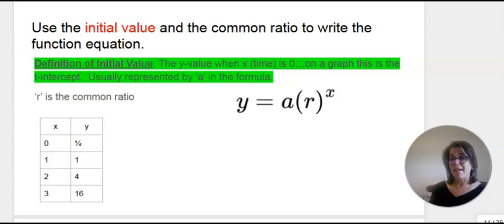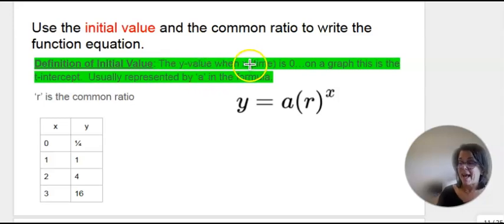All right, sometimes the equation isn't given to you. And so I'm going to show you that if you're given a table, you can use the initial value and the common ratio to write the function equation. So the initial value is the y value when x, which is usually time, is 0. So at the beginning, before there's any growth or decay, what is the value? And you'll see that right here when x is 0. Time is 0. So before there's any growth or decay, this is the value. That is your value of a.